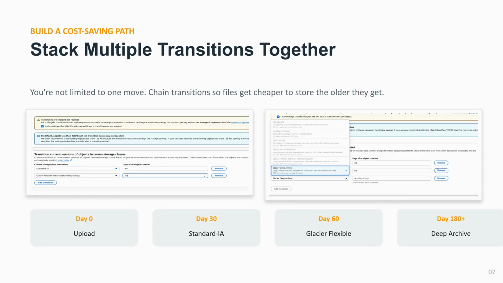One powerful feature of S3 Lifecycle Rules is that we can chain multiple transitions. This means the file can become cheaper to store as it gets older. For example, on day 0, the file is uploaded into S3 Standard. After 30 days, it moves to Standard IA. After 60 days, it moves to Glacier Flexible Retrieval. After 180 days, it moves to Deep Archive.